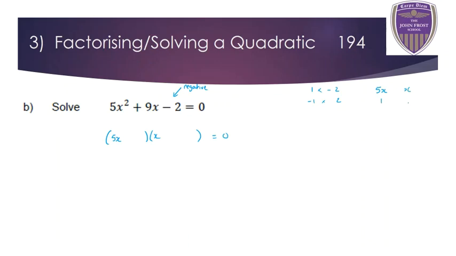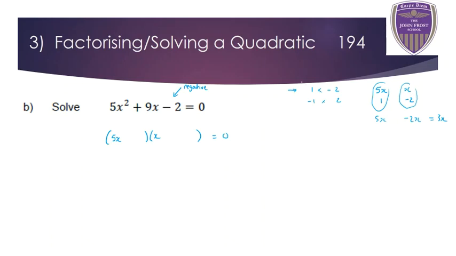So if I go for the 1 and the minus 2 first from the top one here, and I multiply them together, if I multiply these two together, it gives me 5x. And if I multiply these two together, it gives me minus 2x. Now if I add these together, 5x add minus 2x, it gives me 3x. So in this case, it doesn't give me the 9x.